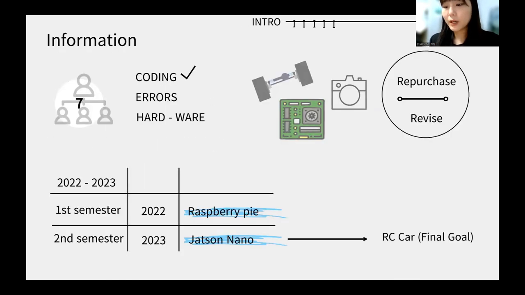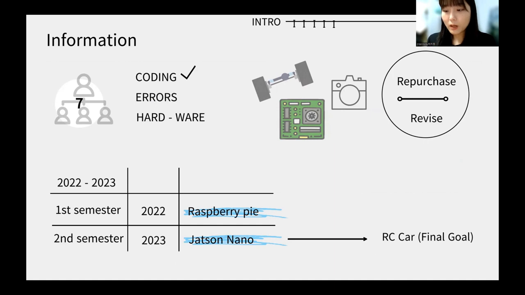From now on, I'll tell you some basic information about our team and project. There were 7 people in our team. The team meetings were usually held twice a week, and we did coding, revised some errors, and checked the hardware. I attended almost every meeting and took on the coding part with other members.